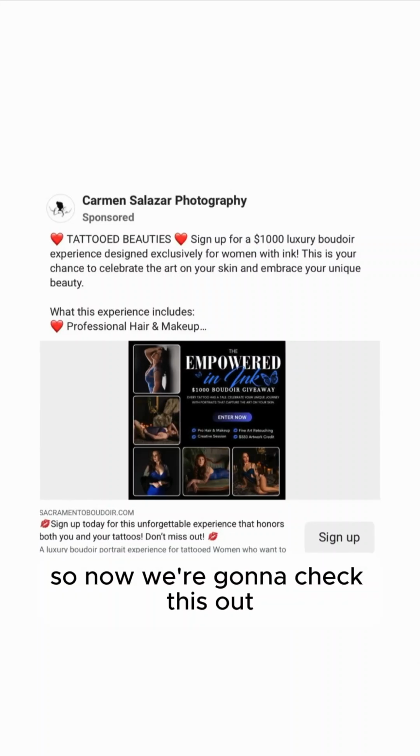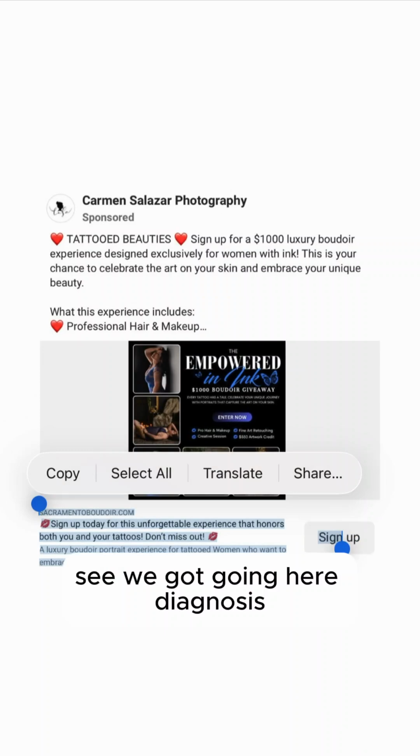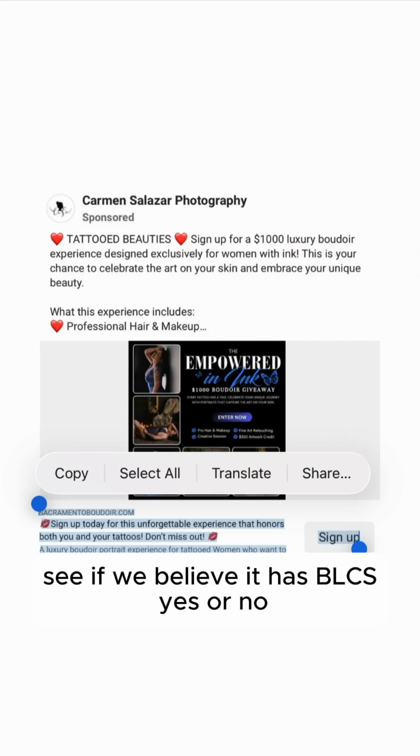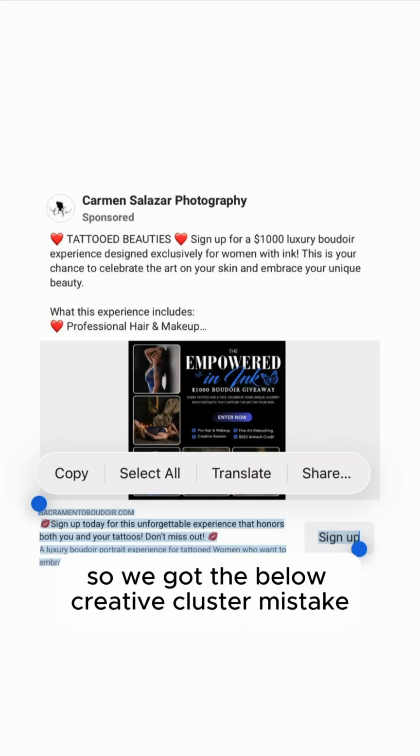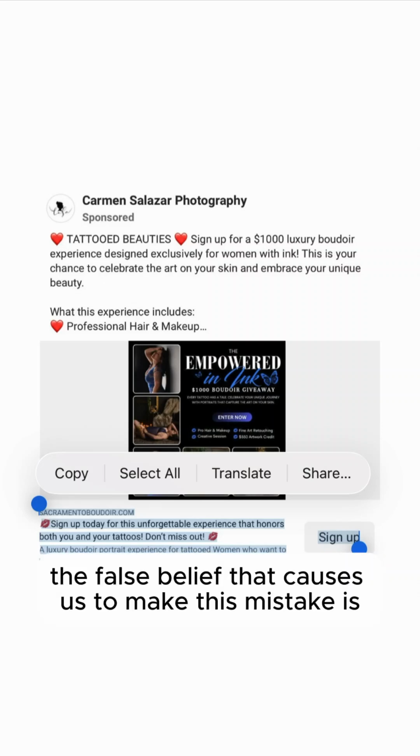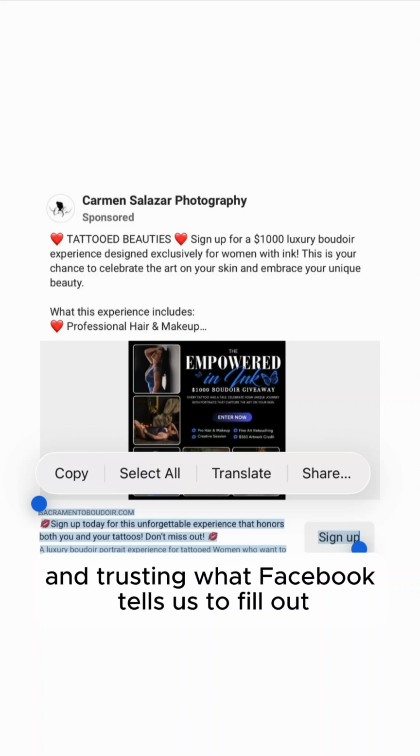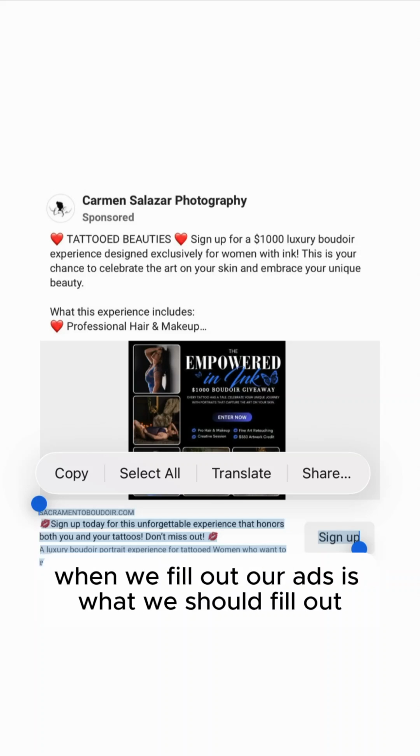So now we're going to check this out. See what we got going here. Going to diagnose to see if we believe it has BLCS, yes or no. So we got the below creative cluster mistake. The false belief that causes us to make this mistake is that we actually believe and trust what Facebook tells us to fill out when we fill out our ads is what we should fill out.